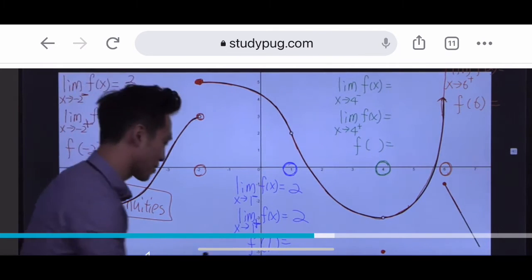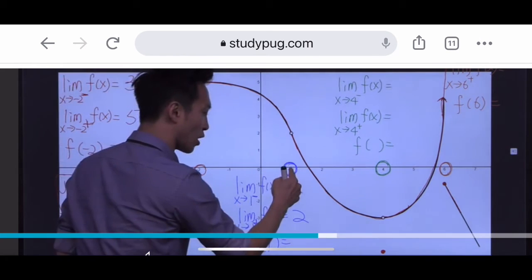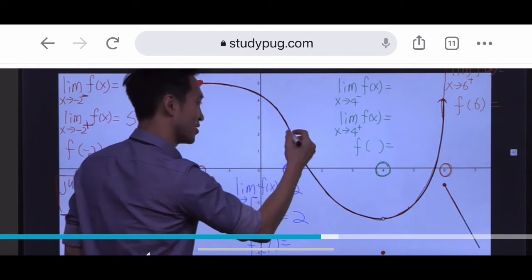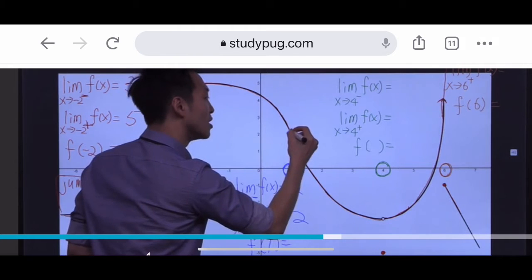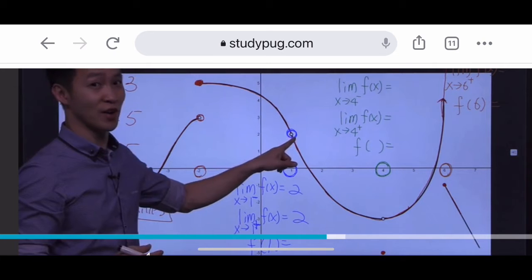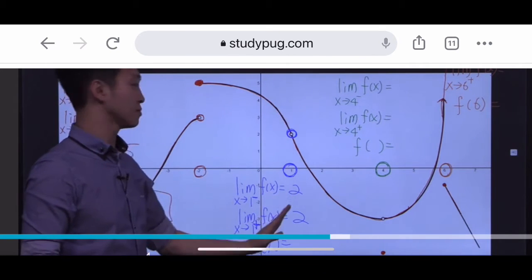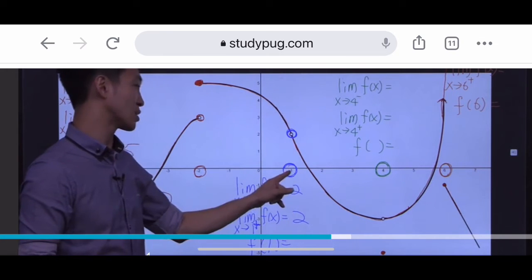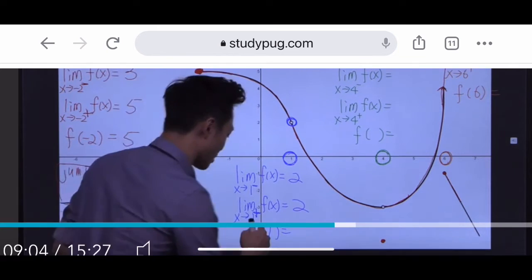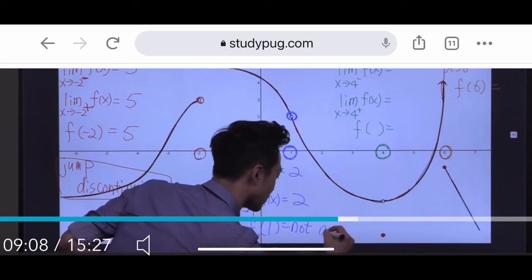And next, the value of the function at 1. So at x equals 1, is the function defined here? No. Here we have an empty hole, which indicates that the function is not defined there. In fact, is the function defined anywhere on the graph at x equals 1? No. And therefore, the value of the function at 1 is not defined.